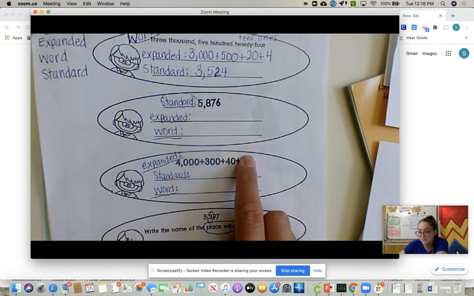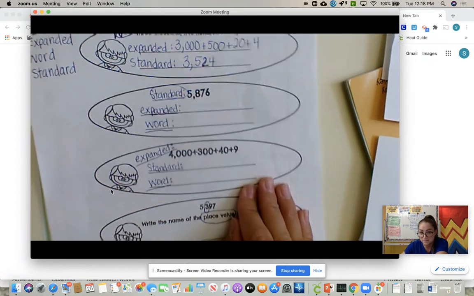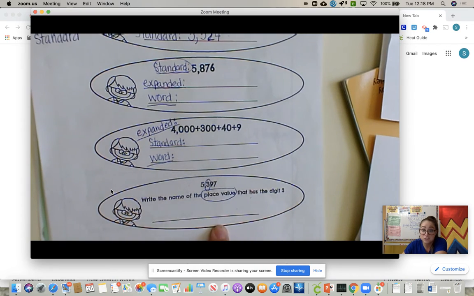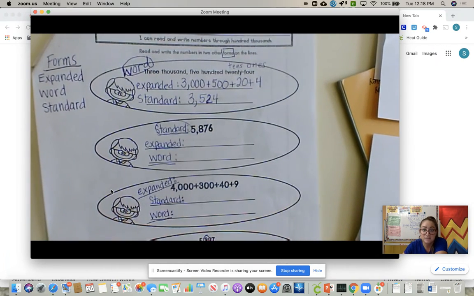They told me this was expanded, and they now need to tell me standard and word, and they need to answer this question at the bottom. So pause that if you need it.